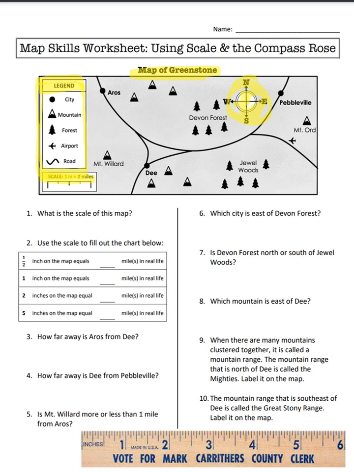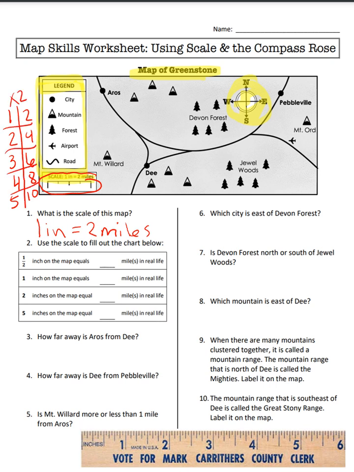Number one, what is the scale on this map? Again, 1 inch equals 2 miles. All right? It's just like the last map. Half an inch, 1 inch, 2 inches, 5 inches. It's identical. So if I do my T-chart again, 1 is 2, 2 times 2 is 4, 3 times 2 is 6, 4 times 2 is 8, and 5 times 2 is 10. I make my T-chart. My rule is times 2.